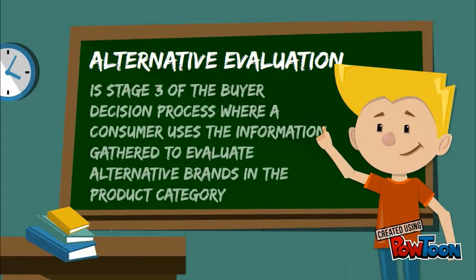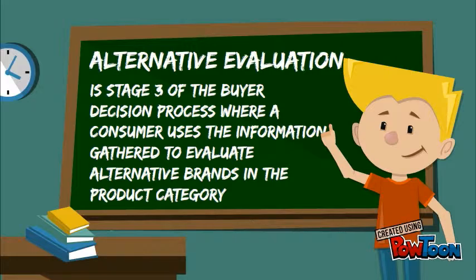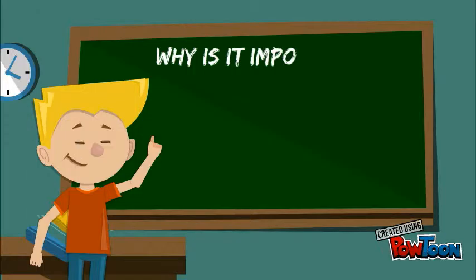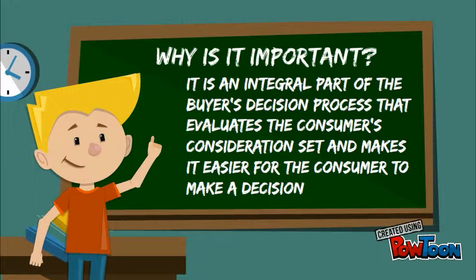Alternative evaluation is stage 3 of the buyer decision process, where a consumer uses the information gathered to evaluate alternative brands in the product category. Why is it important? It's an integral part of the buyer decision process that evaluates the consumer's consideration set and makes it easier for the consumer to make a decision.